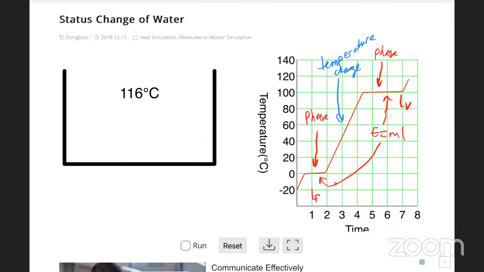Right, one thing you'll recognize while you're drawing: during a phase change, the temperature stays constant, right? So copy this down and we're going to go into some numbers now, some calculations.